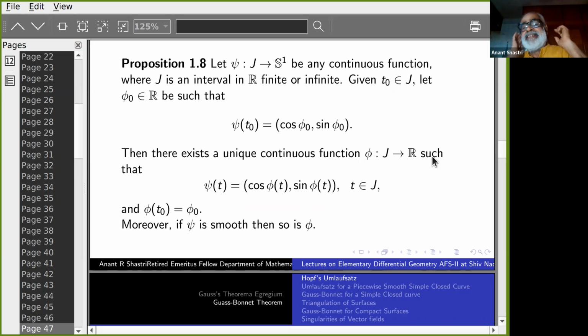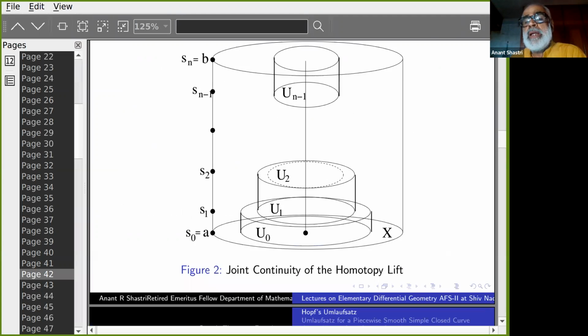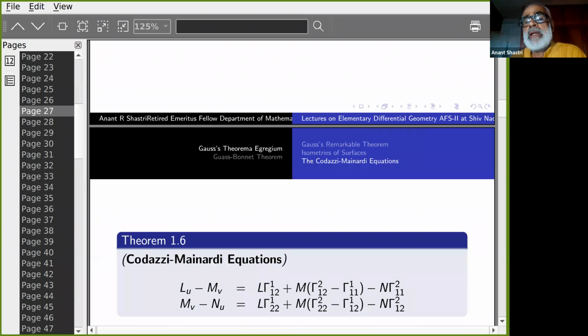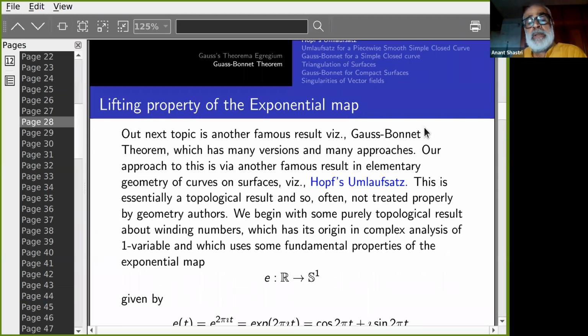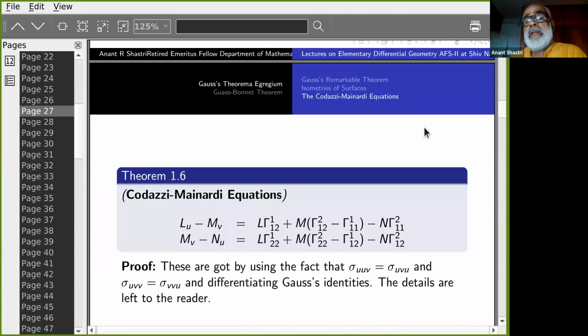Namely, these Codazzi-Mainardi equations, which are purely computational and totally elementary computations. No point in my doing this. I have nothing to explain there. You have to do that yourself.